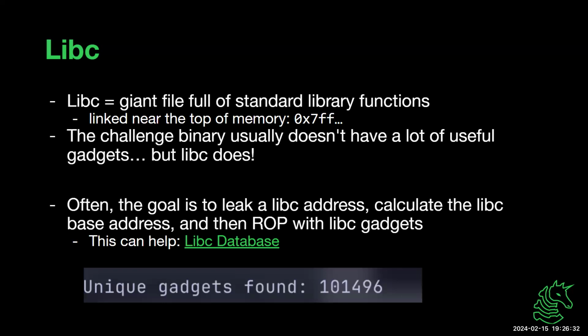And so if we somehow leak the address of libc, then we can leak the address where libc is linked to the binary. Then we can call gadgets from libc, which lets us do a lot more powerful things. So the goal a lot of times is to leak a libc address and calculate the base address of libc, and then ROP from those addresses or gadgets in libc. And there's something called a libc database which helps you with calculating these offsets and such.